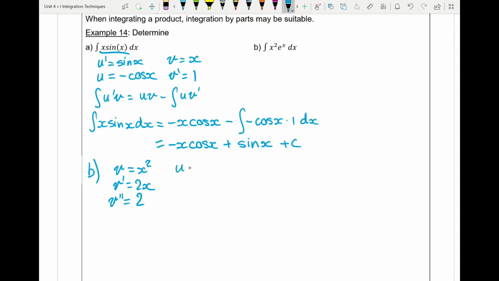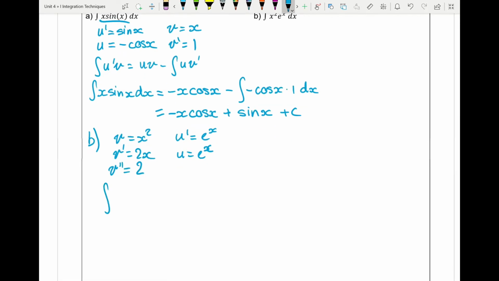So our u dash, in this case, is going to be e to the x. So u is e to the x, and then we'll also have that the integral of that u is also e to the x. So let's apply our formula. We get the integral of x squared e to the x is equal to, so u times v is x squared e to the x. Then we're also going to have minus the integral of uv dash. So u is e to the x, v dash is 2x dx. But we still can't really integrate this because it's still a product. So what we're going to do is apply our formula to this again.